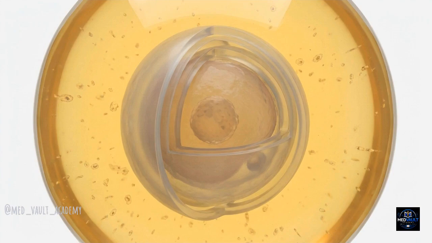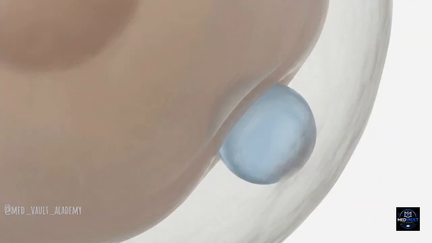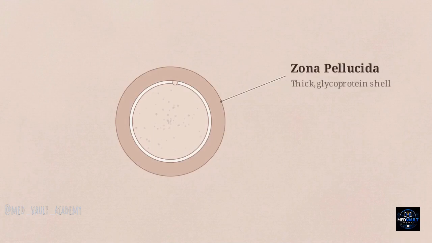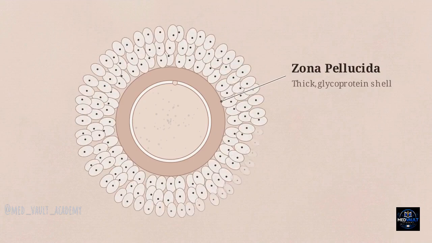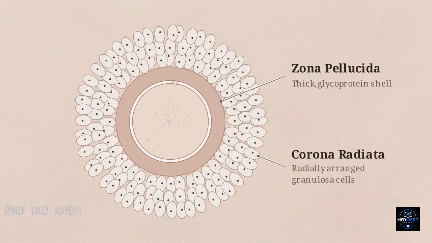Once expelled, the secondary oocyte is suspended in escaping follicular fluid, shielded by a series of distinct protective layers. Positioned alongside it is the first polar body, a cellular byproduct of the first meiotic division. The innermost protective barrier is the zona pellucida. This is a thick glycoprotein shell that completely encases the oocyte. Surrounding the zona is the corona radiata, which consists of several layers of radially arranged granulosa cells.